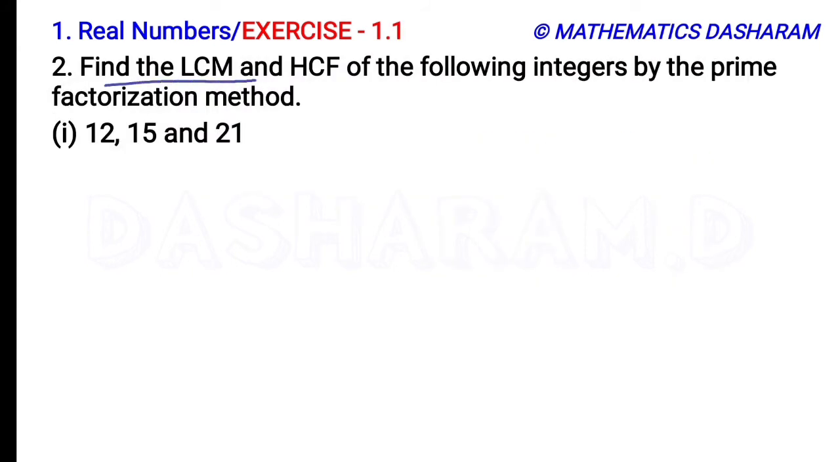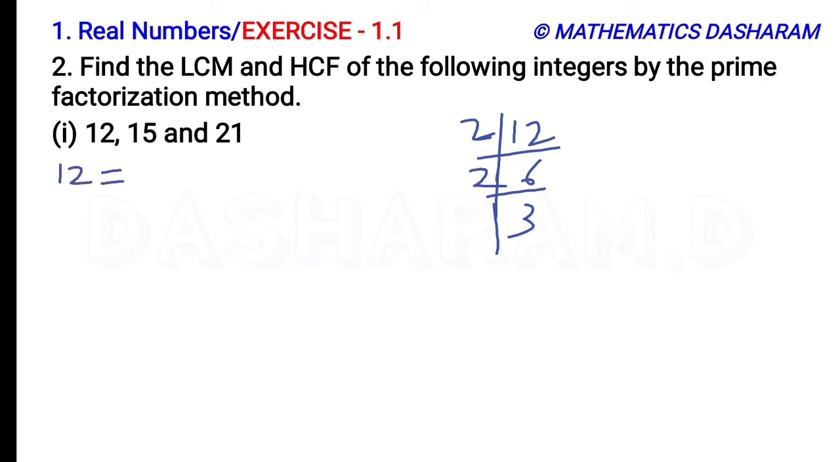Second bit, find the LCM and HCF of the following integers by the prime factorization method. First question, 12, 15 and 21. Prime factorization method means expressing the given numbers as a product of prime numbers. First 12 is given. So 12 in prime number tables, 2 6s are 12. Next 2 3s are 6. Next 3 is already a prime number. So I am writing 12 as 2 into 2 into 3.